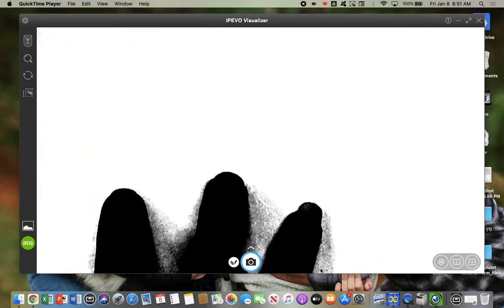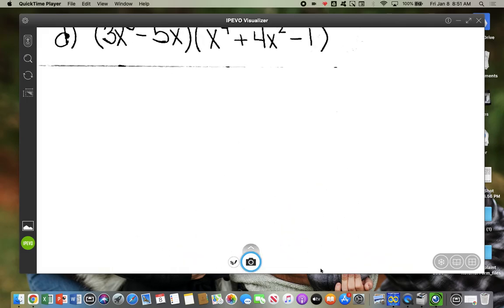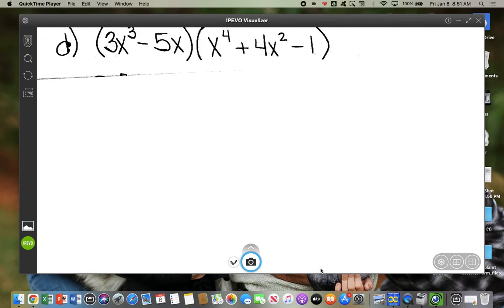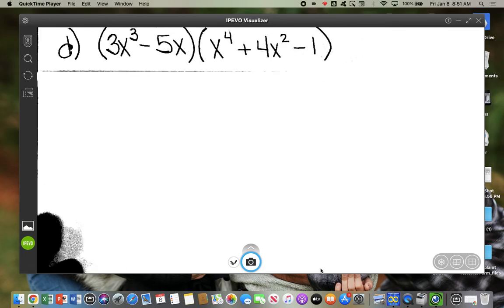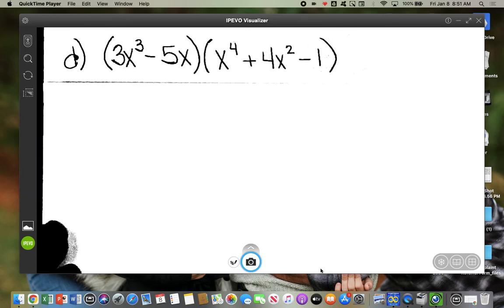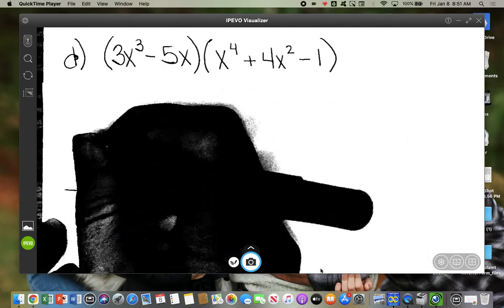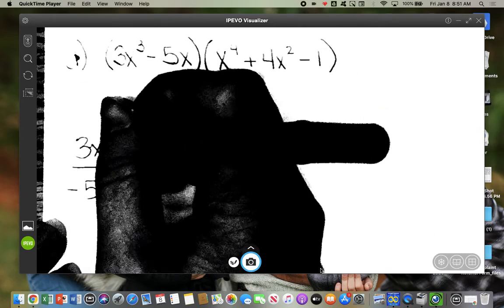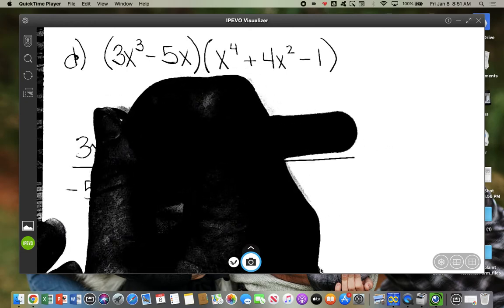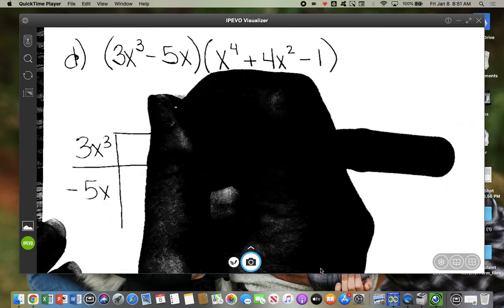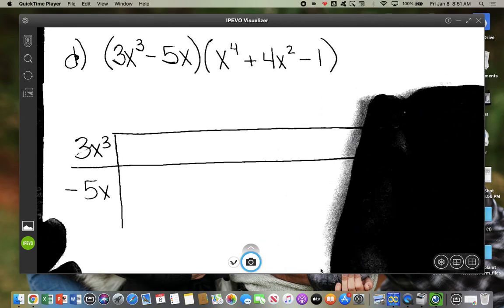All right, can you guys see? Here we go. All right, and again, if you want to distribute, that's fine. But I just want to show you another way to think about this. So the first parentheses is 3x cubed minus 5x. So 3x cubed goes here, and then negative 5x goes here. All right, and then we are going to multiply this to... Do you want us to write this way down? You can.